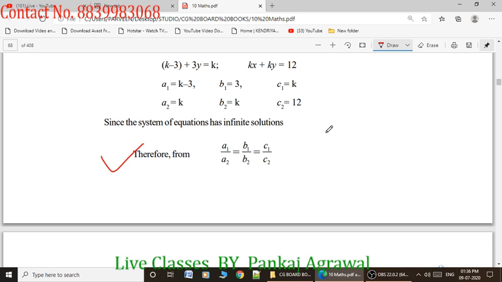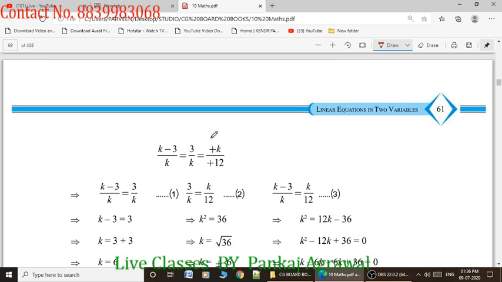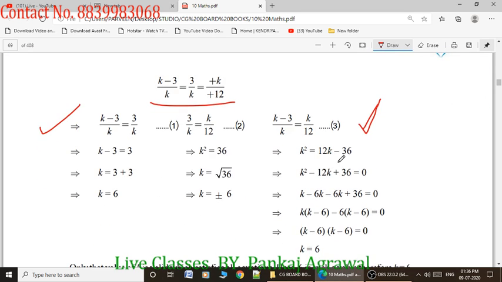So similarly you have to put the value of a1 upon a2, b1 upon b2 and c1 upon c2, and now you have to find the value of k. So you can take two values, okay, you can compare, means k minus 3 upon k equal to 3 upon k equal to k upon 12. So then you can find three equation, k minus 3 upon k equal to 3 by k. Also you can write like this, 3 upon k equal to k upon 12. Also you can write like this, k minus 3 upon k equal to k upon 12. And from this three equation you can find the value of k.